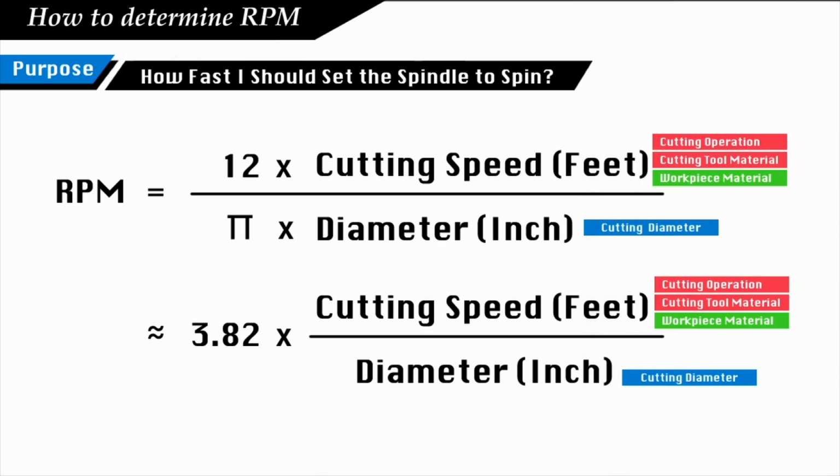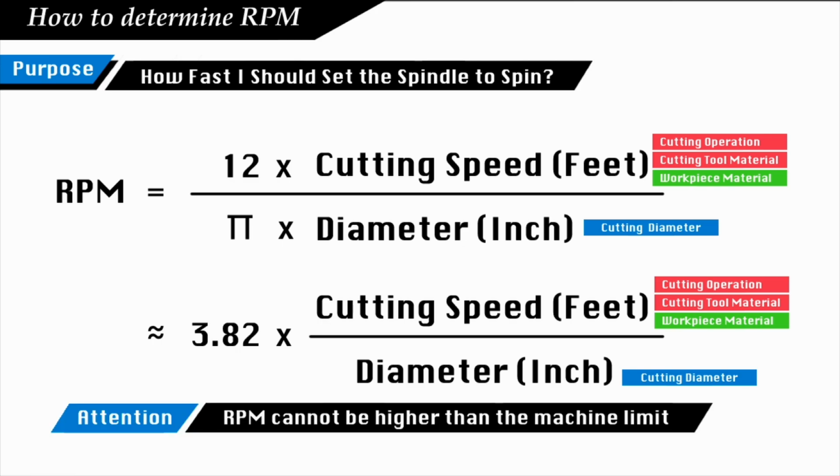And one thing to notice is this is the ideal RPM we want to set. But always consider the limit of your drilling machine. If your drilling machine limit is below the RPM you want to set, then you need to respect what your machine is capable of. So here, let's do a quick summary. First, you need to look up the cutting speed. Cutting speed means how much the cutting tool and the material can stand each other. It's decided by three factors: cutting operation, cutting tool material, and the workpiece material. And then you need to know the diameter to decide how many revolutions are needed for the same cutting speed.